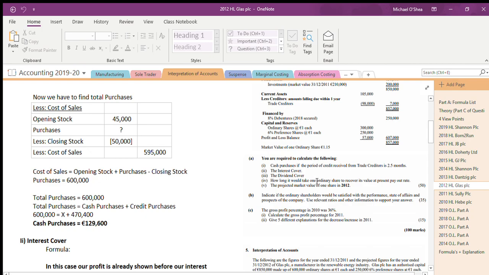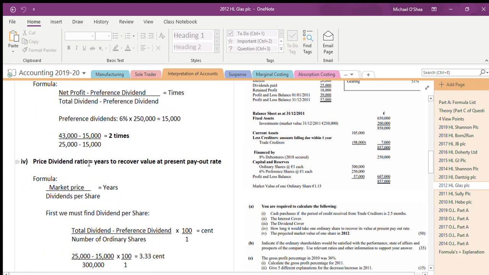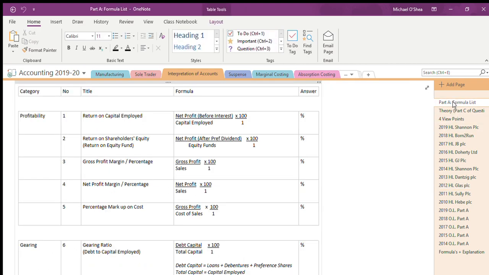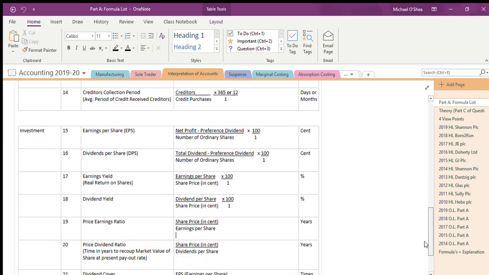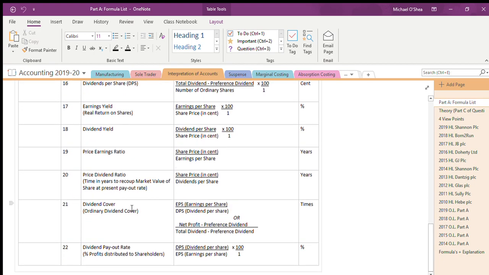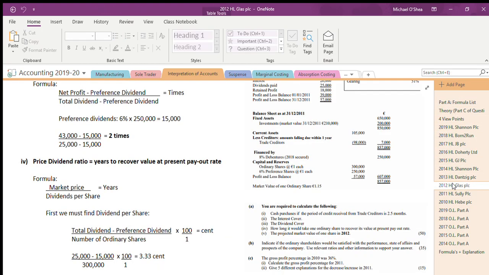We've seen it before. How long will it take one ordinary share to recover its value at present day payout? Well, that is our price dividends ratio. It's the years to recover value at present day payout. I've written that below as well. Some of these formulas, I've written things at the bottom. The gearing ratio is the same as debt to capital employed, just in case they ask it in an alternative way. So time in years to recoup market value of share at present payout rate, price dividend ratio. So share price divided by DPS, dividends per share. Working that one out is your share price divided by dividends per share. You just plug in those figures.